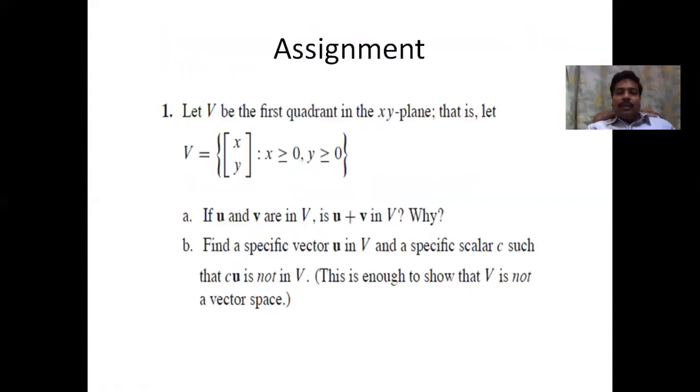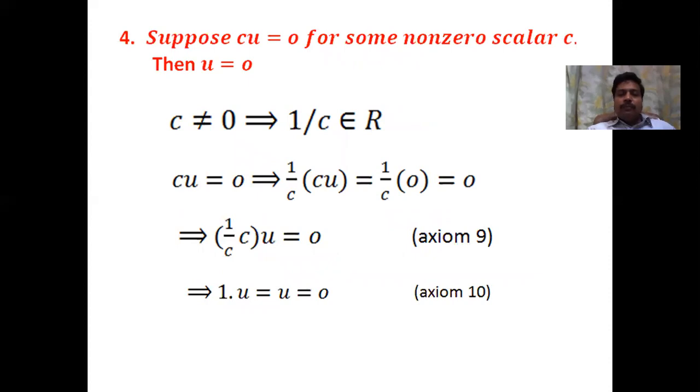wherever C is a non-zero scalar and that C is multiplied to some vector u and you get a zero vector, then that vector u must be the zero vector. So you can't get a zero vector by multiplying a non-zero vector with a non-zero scalar. So it is like an integral domain; there will not be zero divisors. This is another property of vector spaces.